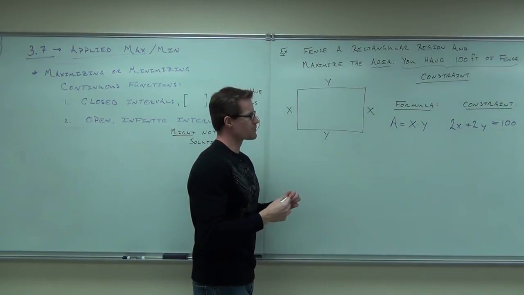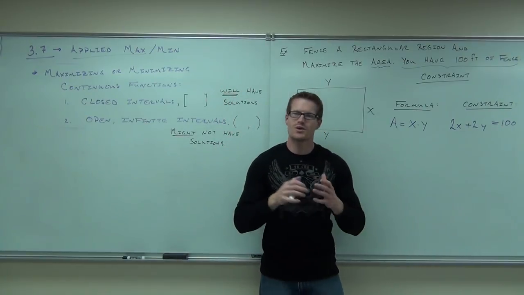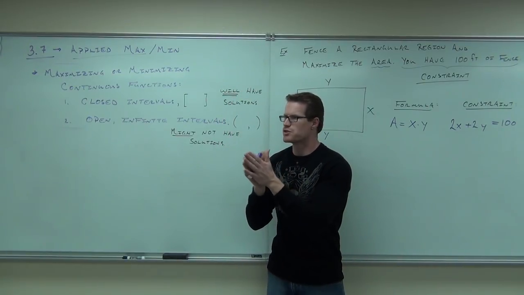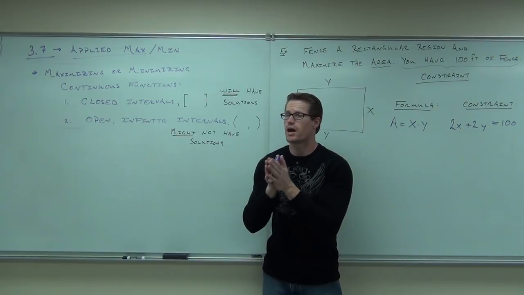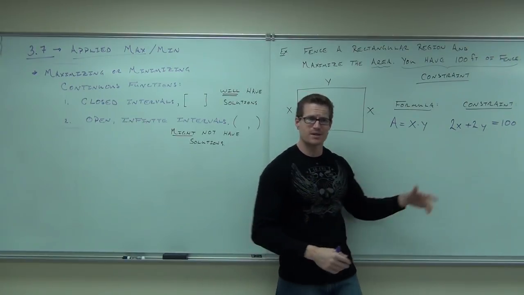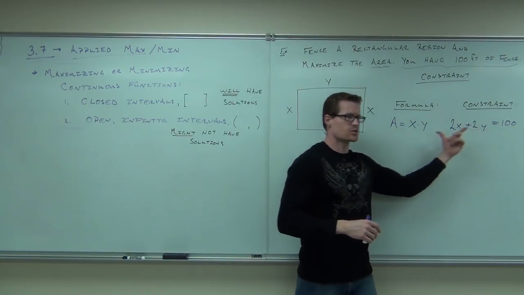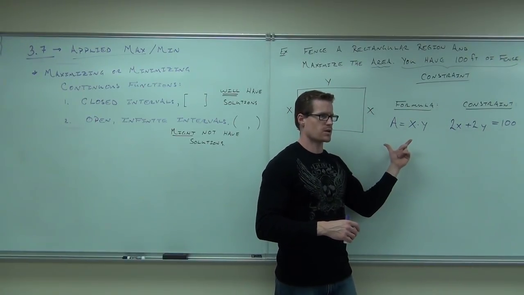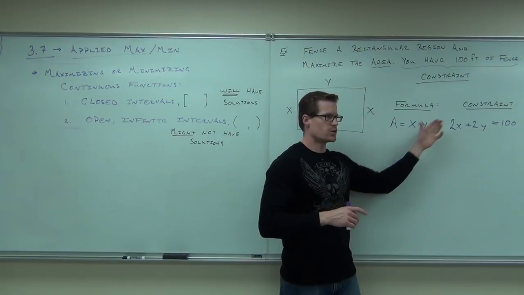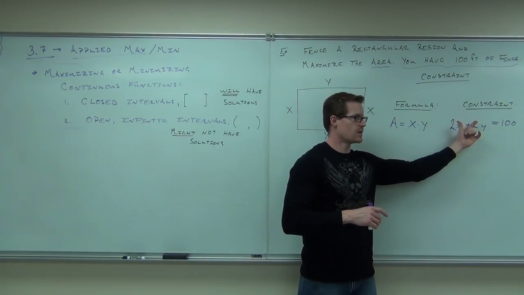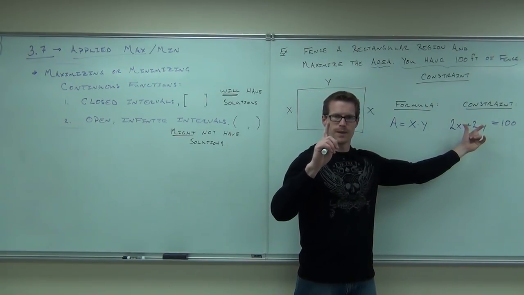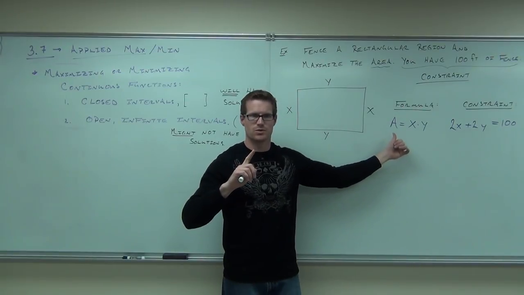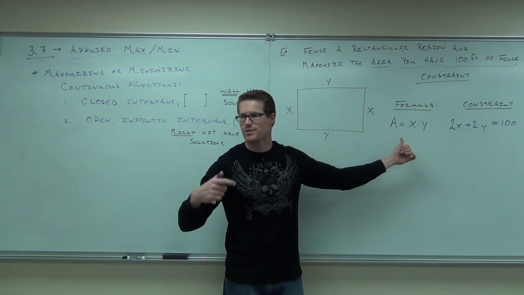Now, the question is, what are we trying to do? Here's where you answer your question if you have more than one formula. What are you trying to do here? Are you trying to maximize your constraint or maximize your area? Your area. So what you're going to do is use your constraint, solve for one variable, and substitute it into the formula that you're trying to maximize or minimize.